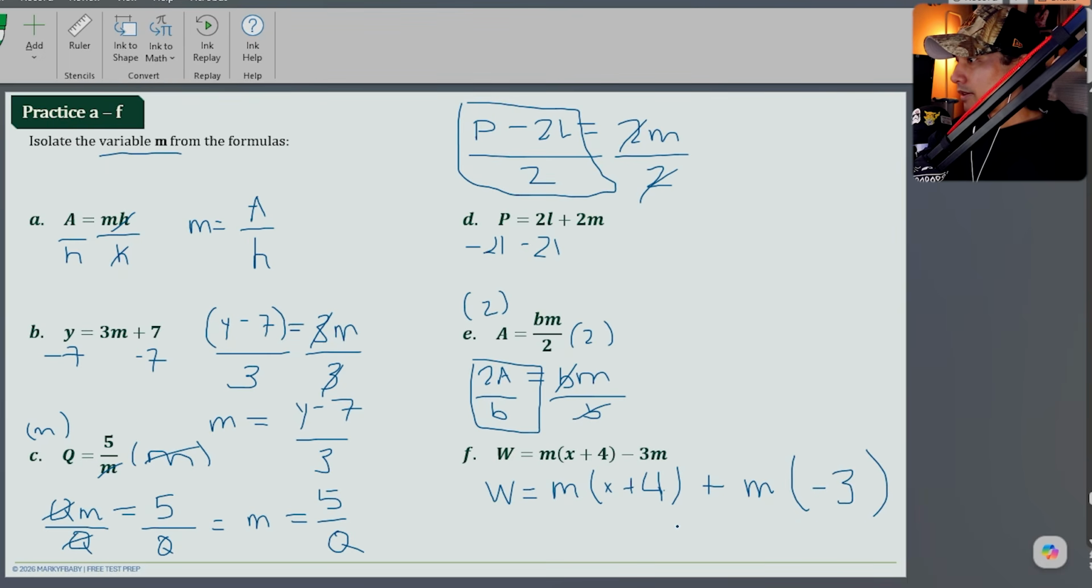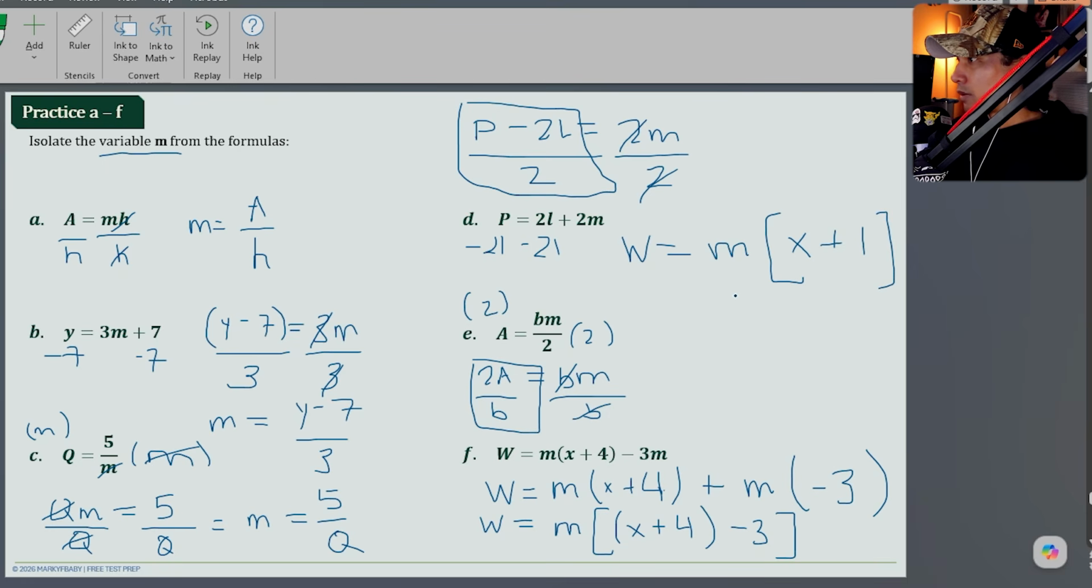Now, do you see what's going on here? We have X plus 4, and we have negative 3 in parentheses. What I'm going to do is pull out an M. So this is W equals M, and then I'm going to put this in brackets, X plus 4 minus 3. And then I'm going to solve. So let's just do this right here. W equals M brackets, and then X. What is positive 4 minus 3? That's 1, plus 1.